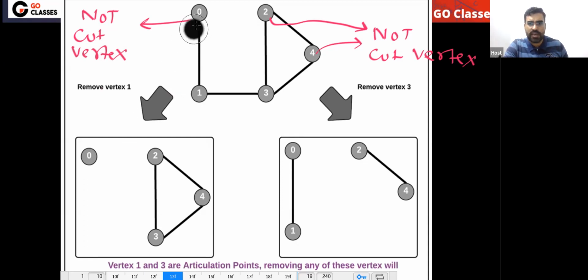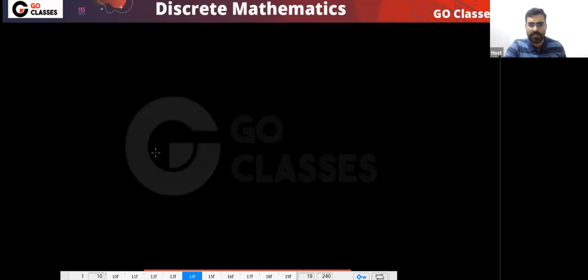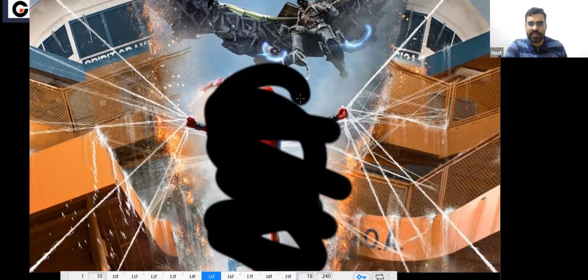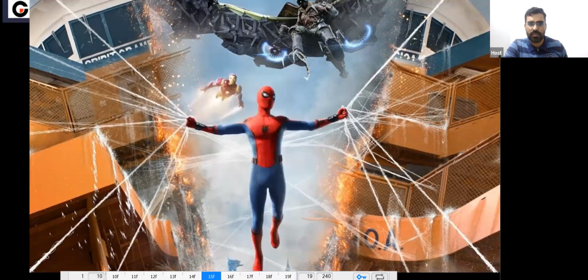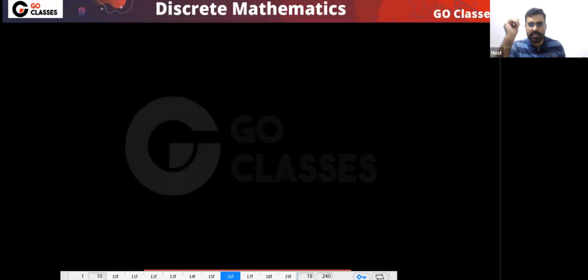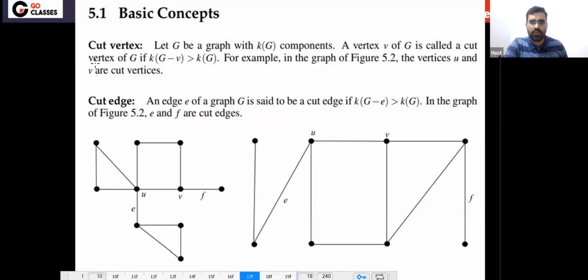Because if you remove this vertex, the graph is still connected. The family is still connected. So basically, this is the idea of cut vertex. Cut vertex is like this. If you remove this cut vertex, then the things will fall apart. Yes or no? So this is your example. If you remove this cut vertex, then things will fall apart. So this is the idea of cut vertex. So what is a cut vertex?